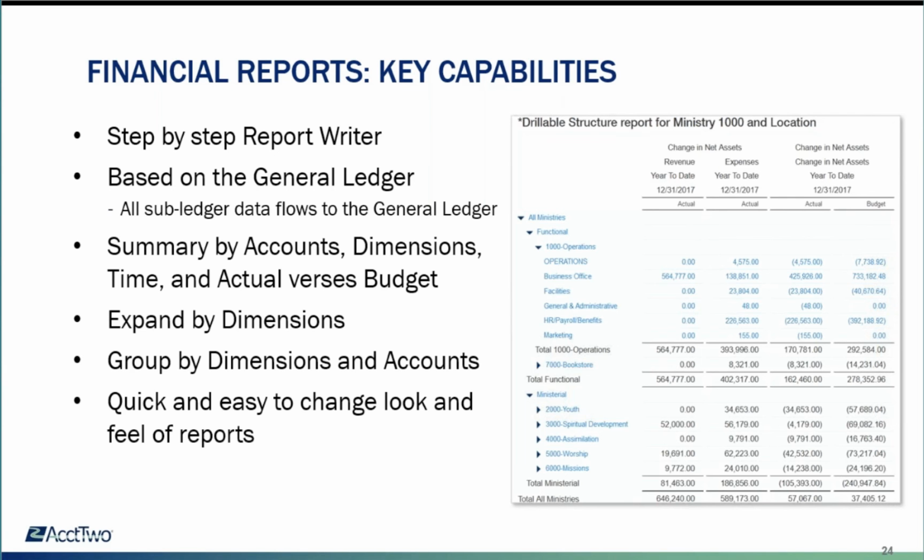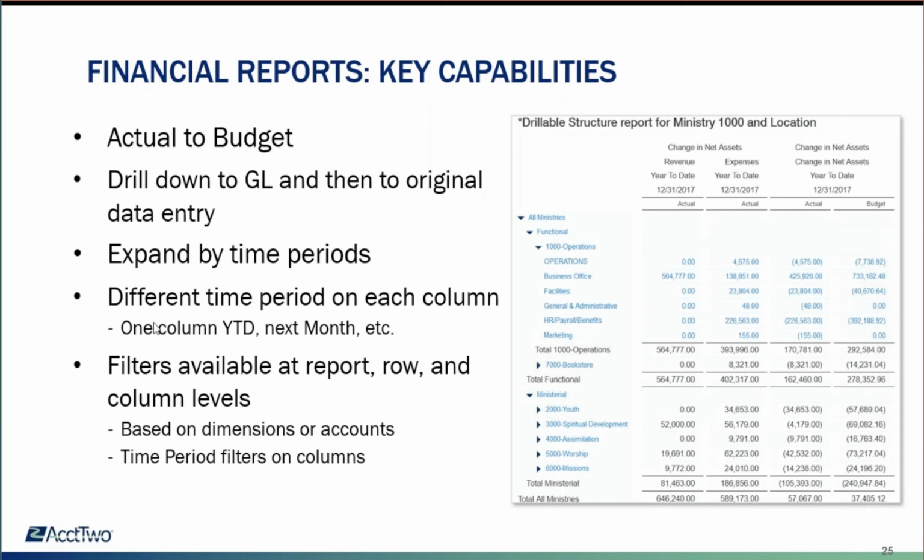It is easy. It's one of the strong points of the financial report. It's easy to expand by dimensions on rows or columns. In just a few seconds, you can completely change the look and feel of your financial report. You can group by dimensions and GL accounts. And it really is quick and easy to change the look and feel of a report. Very simple process. All right, some more key capabilities. We're on a roll.